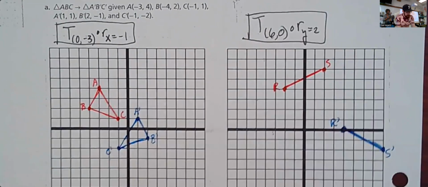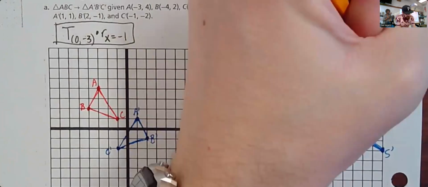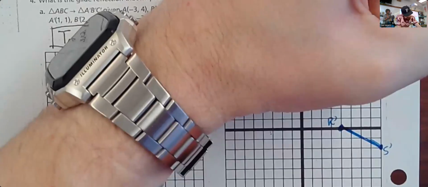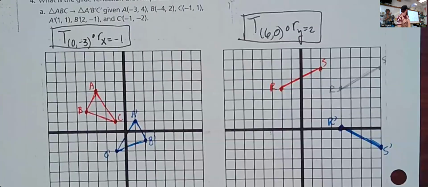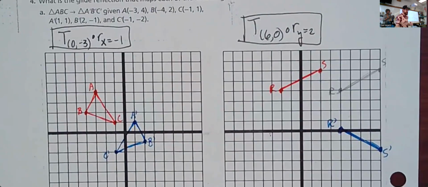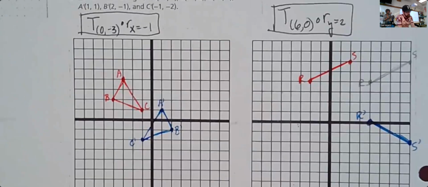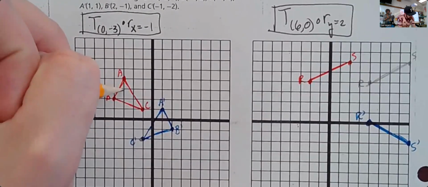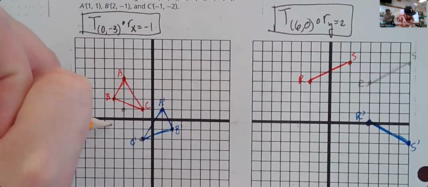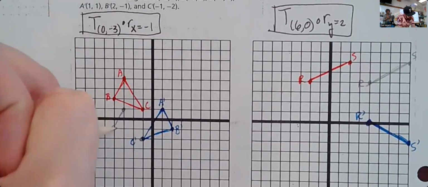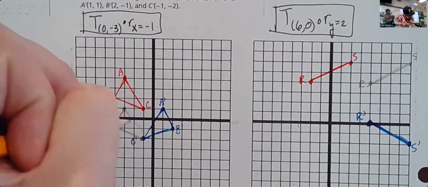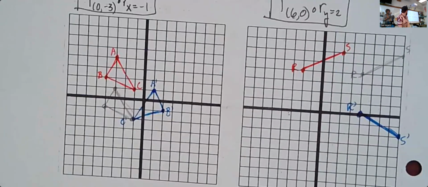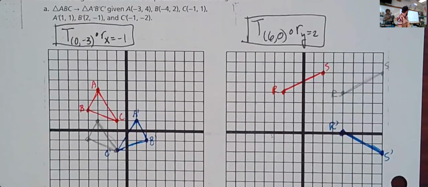If I move this one over, here's R, here's S. If you translate it, it goes to here, and then it flips upside down. This one over here would move down 3. A would be here, and then B would be here. So A, B, C would move down first, and then it just reflects left to right across that line, x equals -1.